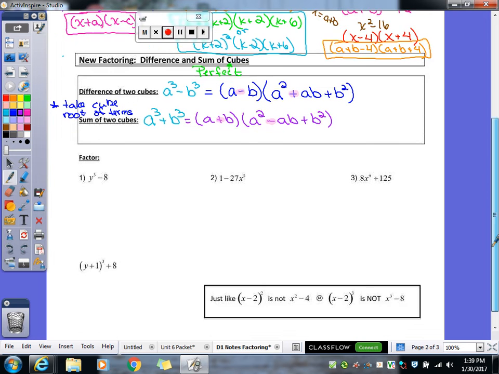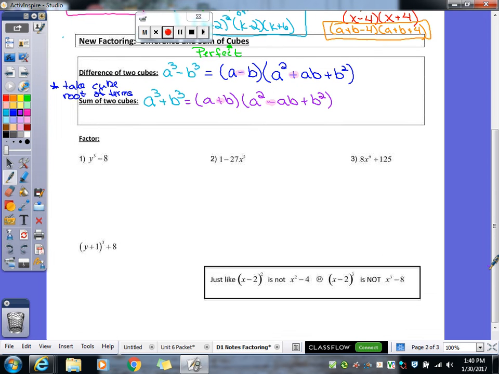Let's take a look at our examples. So we got y cubed, so I got to take the cube root of y cubed, and I got to take the cube root of 8. Those are our two terms. So when I take the cube root of y cubed, all I'm doing is dividing my exponent by 3. So I'd get y to the first. Cube root of 8 gives us what? 2. This is what we're going to use for our a and our b in our formula up above.